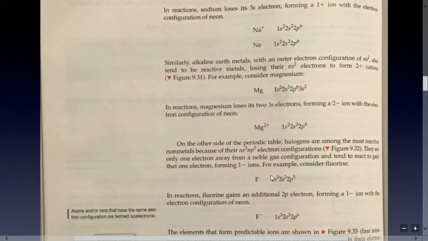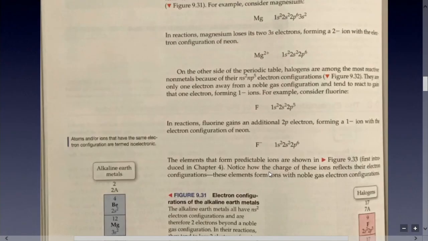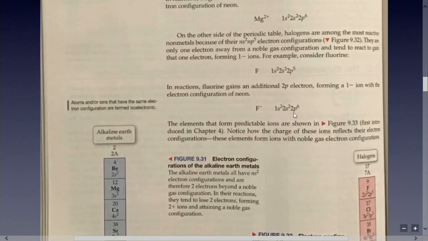And then fluorine, a fluoride ion, which comes from fluorine whenever it gains an electron. When fluorine gains an electron there, it'll also have the same electron configuration. A sodium ion, a neon, a magnesium ion, and a fluoride ion all have the same electron configuration. Because it's always nice. Again, that octet rule is what we're after.